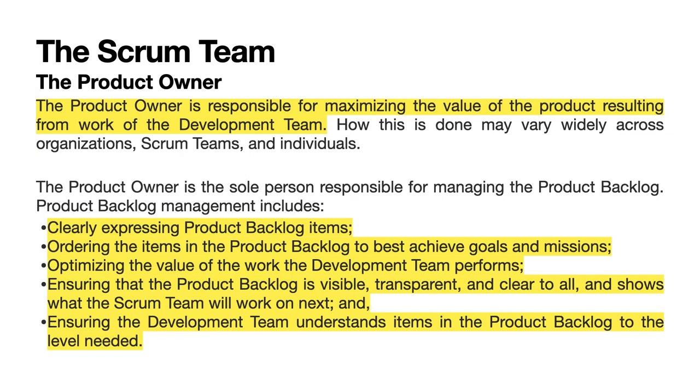Product backlog management includes clearly expressing product backlog items, ordering the items in the product backlog to best achieve goals and missions, optimizing the value of the work the development team performs, ensuring that the product backlog is visible, transparent, and clear to all, and shows what the Scrum team will work on next, and ensuring the development team understands items in the product backlog to the level needed.